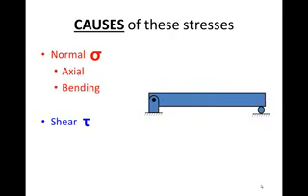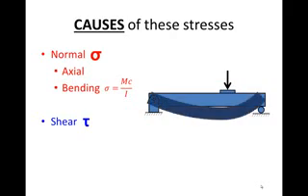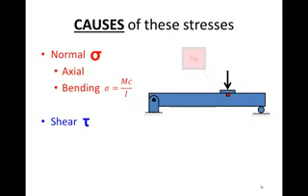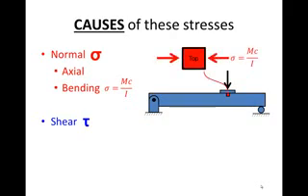Another cause of normal stress is bending. We compute that by taking Mc divided by I. If I were to load this beam from the top, we would find that the beam would bend. And intuitively, we know that the bottom fiber would be then in tension and the top fibers would be in compression. So this top fiber here, we could show the stress on it as being in compression because of the bending. We'd calculate that stress using Mc divided by I.